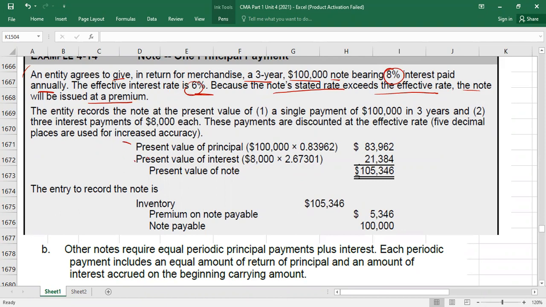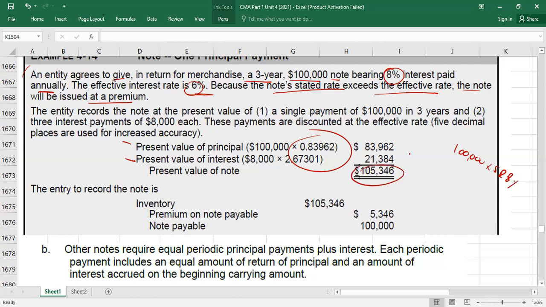So the same way you will calculate the present values as we calculated previously. You will take the present value of the face, then the present value of interest. Face is $100,000. How did you get interest? Face value of 100,000 multiplied by stated rate of 8% is 8,000. So for this interest, how did you select the factor? You selected at the market rate for 3 years from the $1 table and from the ordinary annuity table.